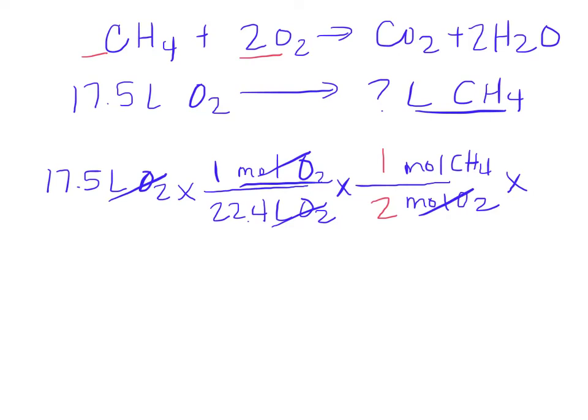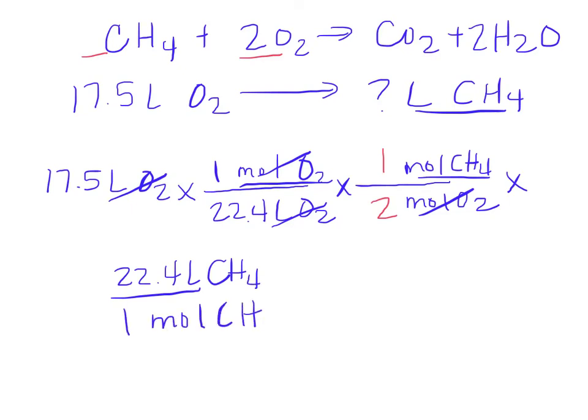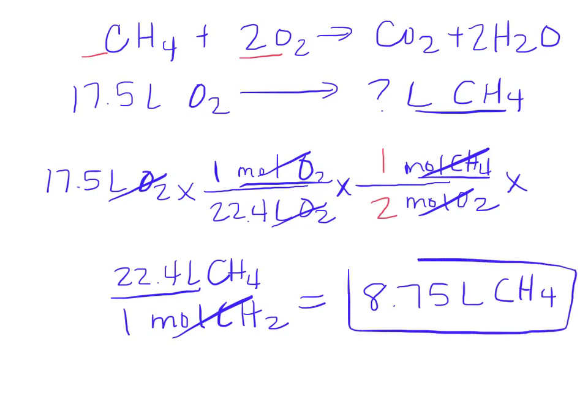So these moles of oxygen cancel out. I'm in moles of methane, which is good, but I need to be in liters of methane. So I'm going to have one more conversion factor where I go 22.4 liters of methane divided by 1 mole of methane. And when we work this out, we're going to notice that our moles are canceling here. And you should come out with a value that says 8.75 liters of methane are needed to completely react with your 17.5 liters of oxygen.